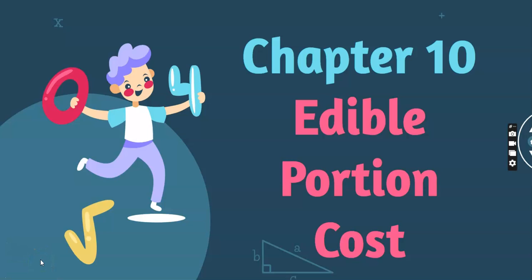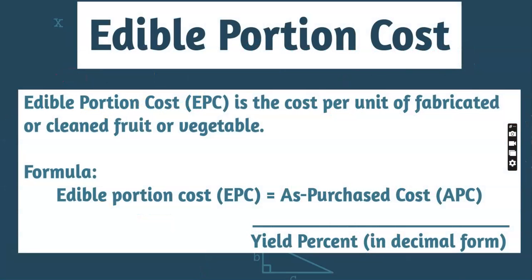All right, we're going to go through chapter 10 on edible portion cost together. This is edible portion cost, which is kind of taking costing and yield percent and putting it together. So let's go.